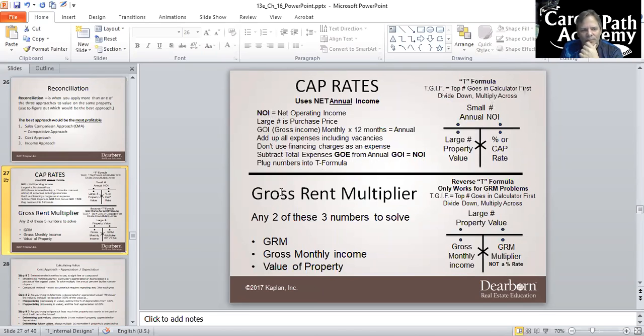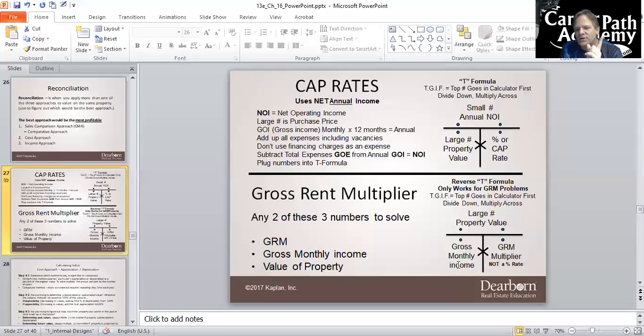Now, gross rent multiplier is you're comparing two similar income producing properties. In order to solve this, you need any 2 of the following 3 numbers: the GRM, the gross monthly income, or the property value. Now, if they're just asking you to figure out what the GRM is, it's called the reverse T formula for a reason. See how the small number goes up top over here? Over here, the small number goes on the bottom, and the large number goes up top. It's reverse of what the normal is.